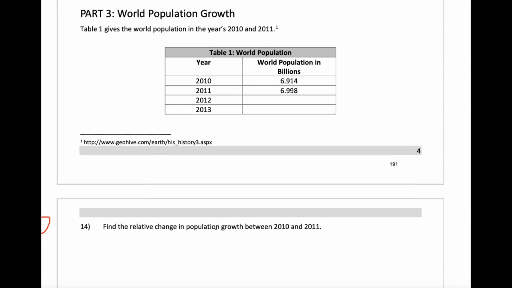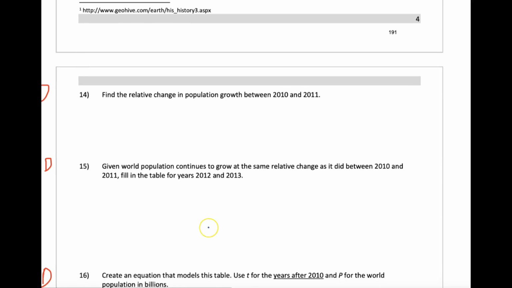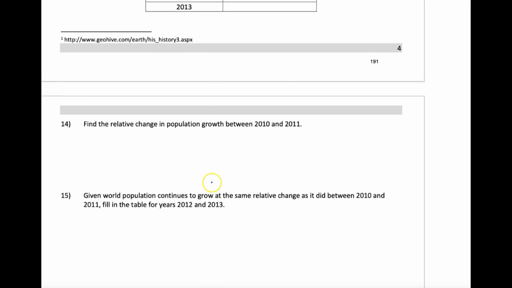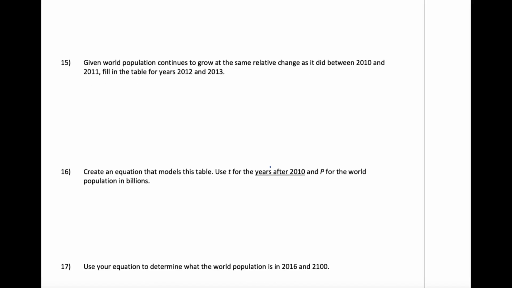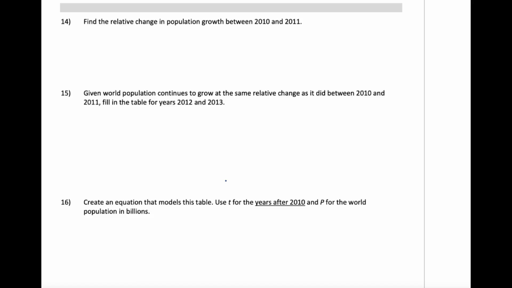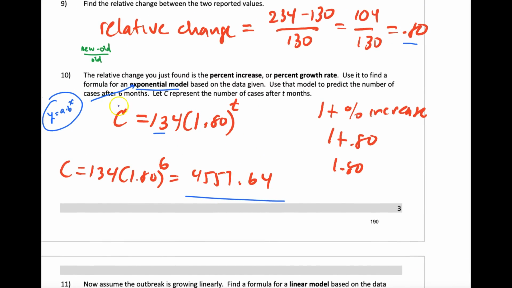The next one, world growth, is what you're going to try for the discussion. You'd have to find that relative change. You'll see it's increasing. And so you would find an exponential model similar to what we did here on this problem for number 10.